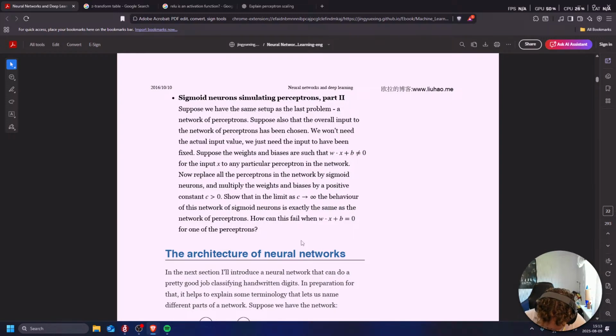Show that in the limit as C goes to infinity, the behavior of this network of sigmoid, not perceptrons, sigmoid.